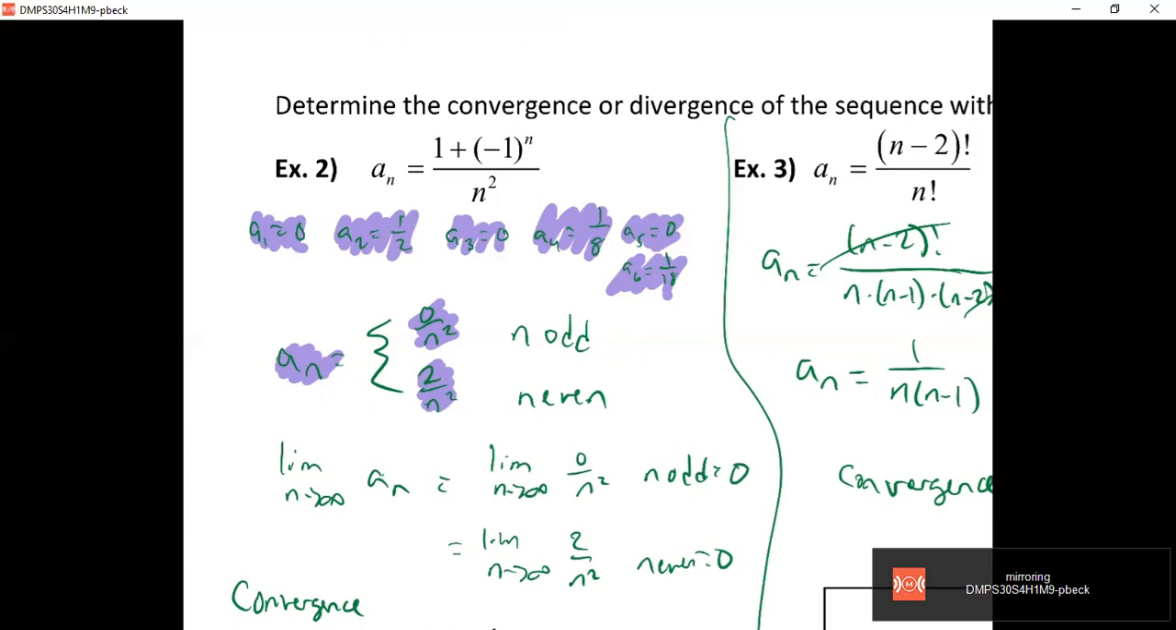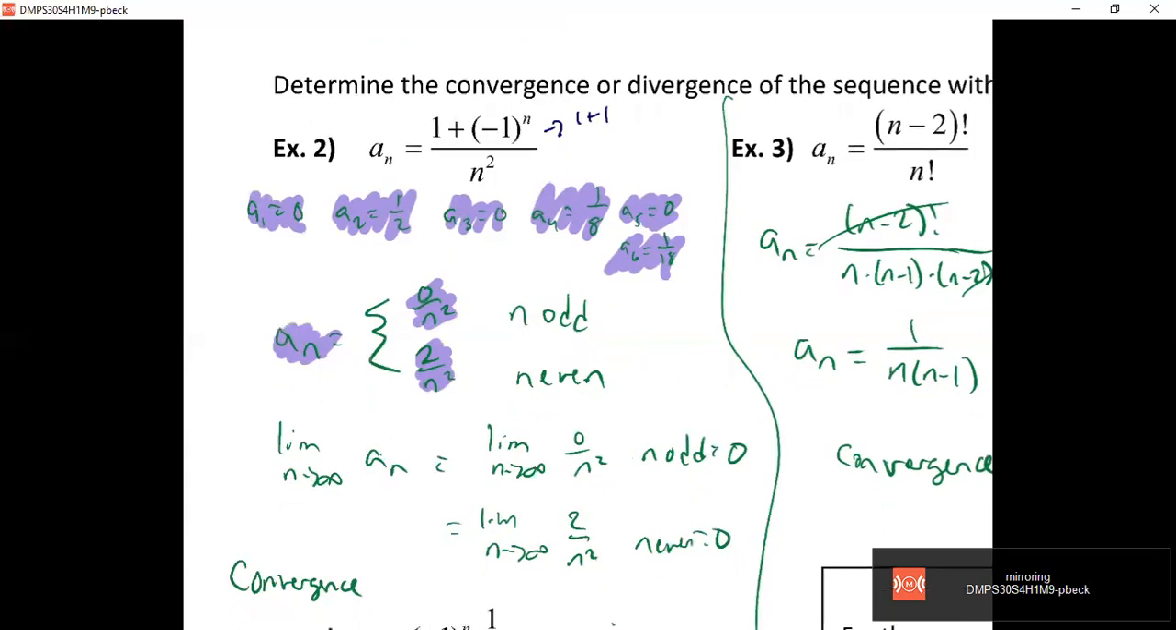Honestly, we could find that algebraically as well, because if n is even, then our numerator is 1 plus 1. So it's going to be 1 plus 1, because -1 to an even power is 1, so 2 over n squared. Moving right along. So it's either going to be 0 or 2 over n squared.